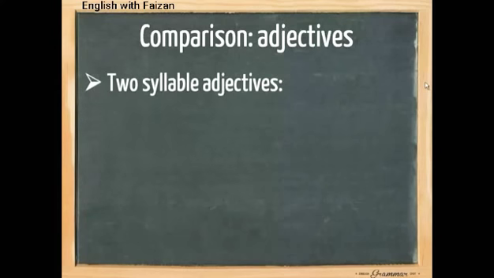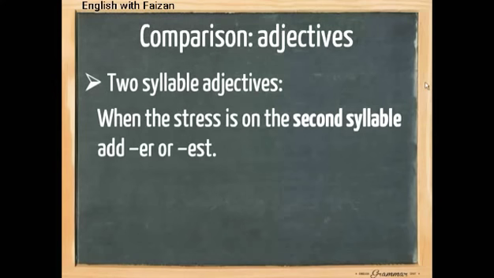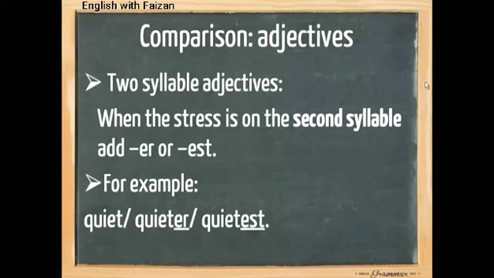Now it is a little bit trickier when it comes to two-syllable adjectives. When the stress is on the second syllable, we add ER or EST to the adjective. For example, quiet, quieter, quietest. The stress in quiet is on the final syllable, so we add ER and EST. Quiet, quieter, quietest.